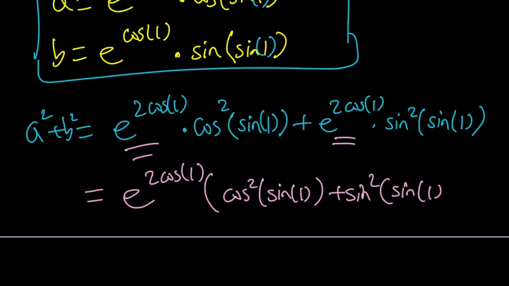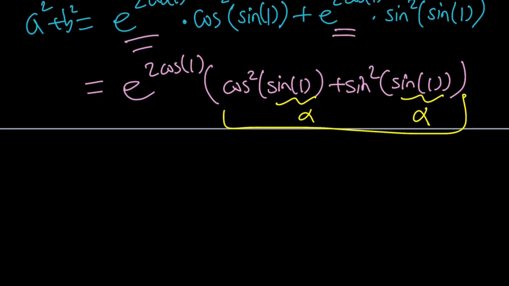But remember, this was our new theta, and you have cosine squared, let's call it alpha if you want. It doesn't matter. So sine squared alpha plus cosine squared alpha is going to be 1 all the time. Remember that, we used it once. And the answer is going to be e to the power 2 cosine of 1. And that is a squared plus b squared.